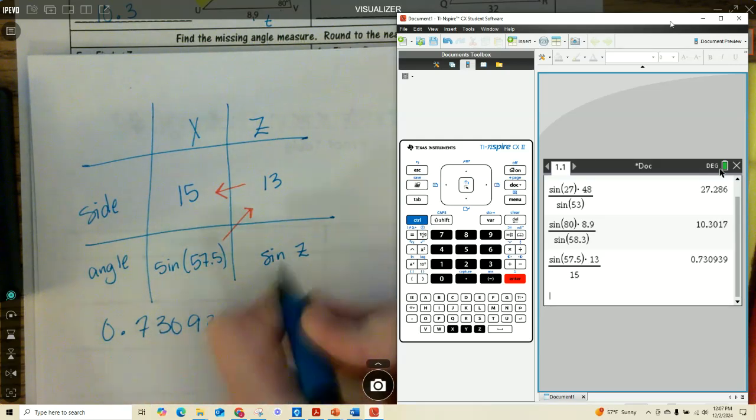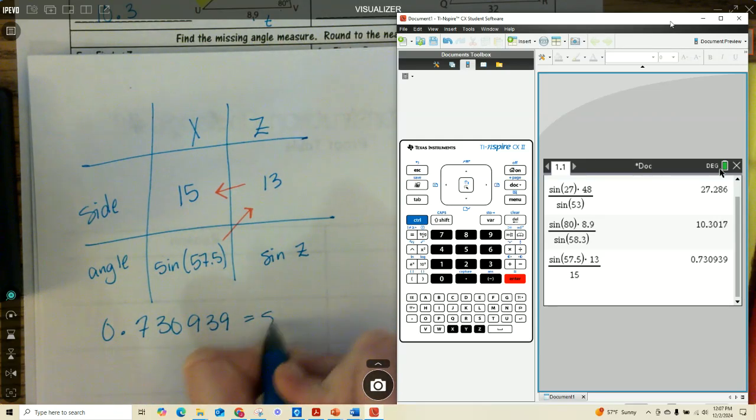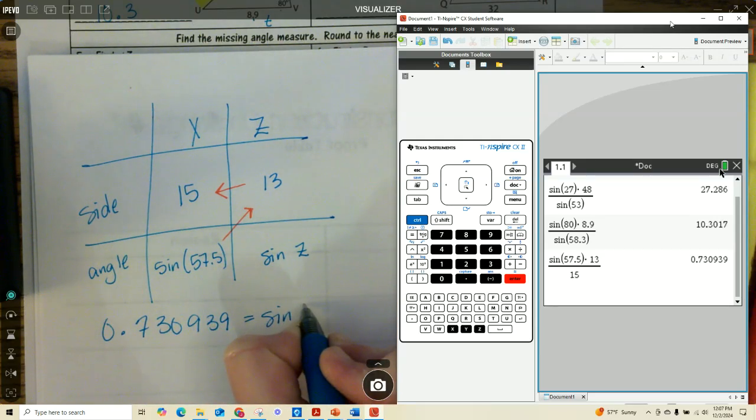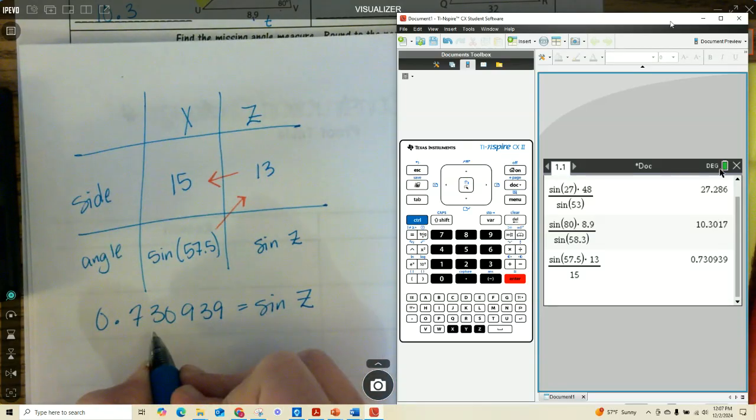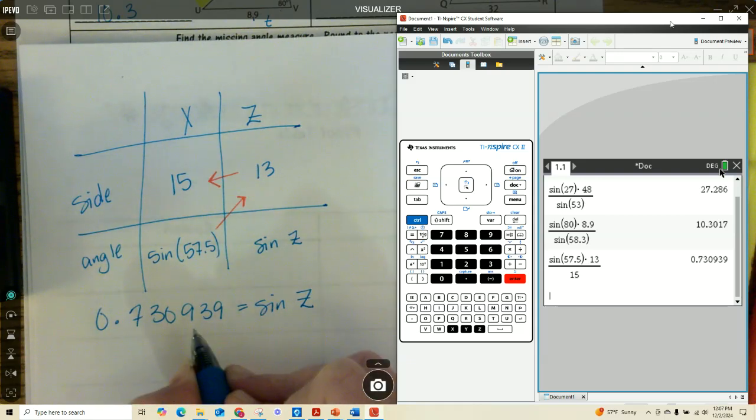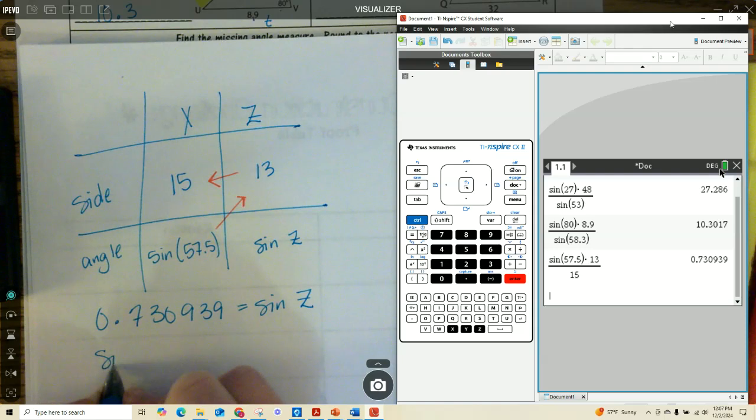0.730939. That's equal to the sine of Z. So our last step. Remember when we did this when we were looking for angle measures? Do y'all remember what we used? We used the inverse. So I can do the inverse of that.